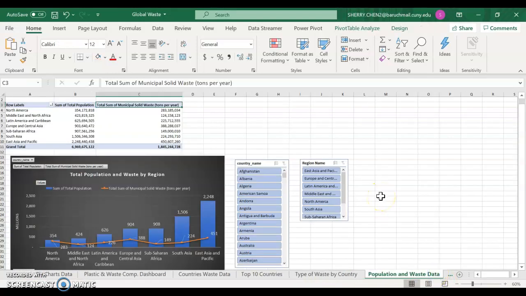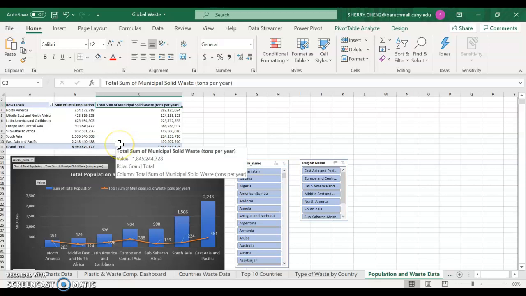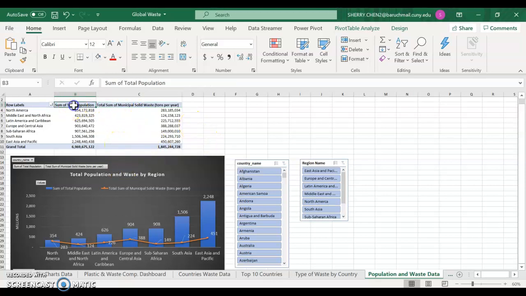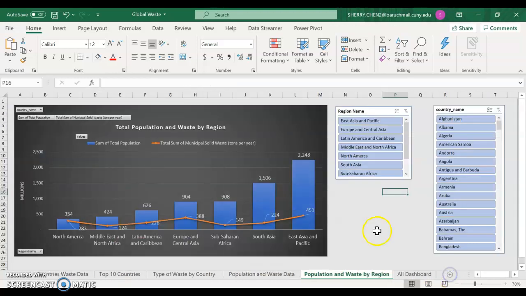For my last visual representation, I used a pivot table to create a combo line and bar graph in order to analyze the sum of total population and the total sum of municipal solid waste. This is a more comprehensive chart that highlights two variables, the population size and the total waste production. Overall, there is a positive correlation between waste production and population size. Obviously, the larger the country, the more waste it produces because there are more people.